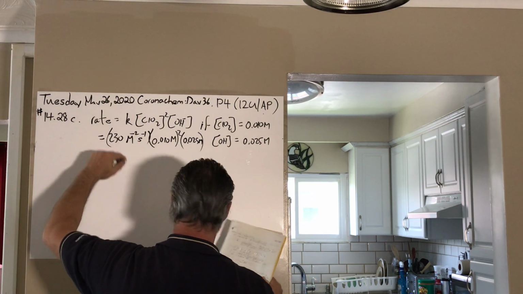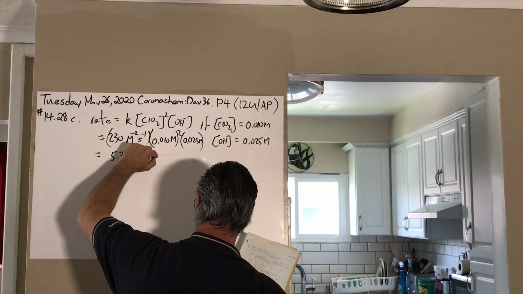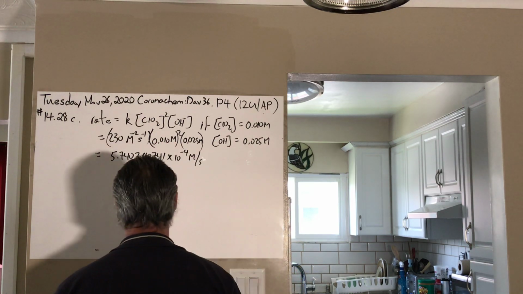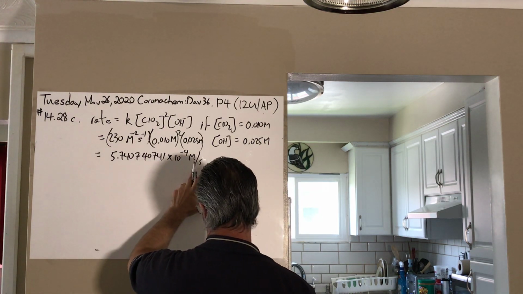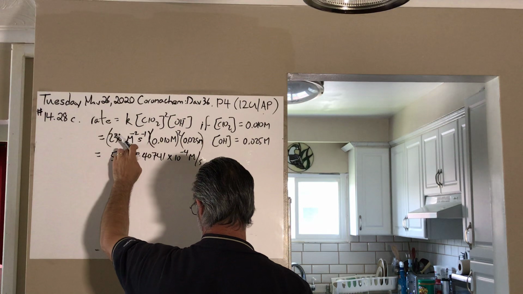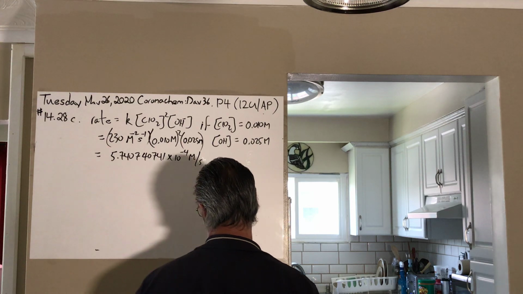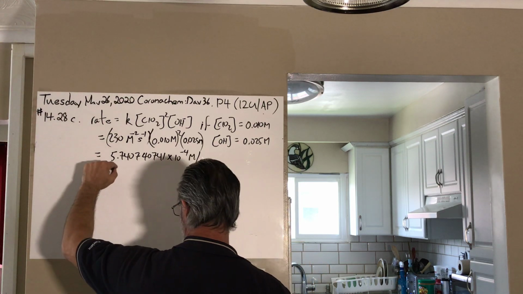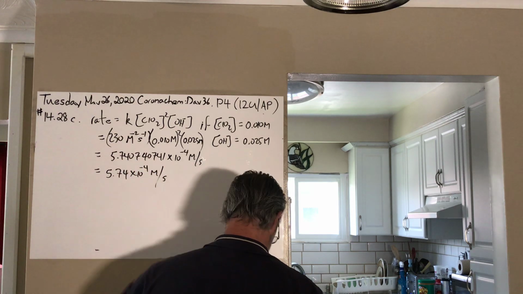So the rate will come out to be 5.740741 times 10 to the -4 molarities per second. You'll notice how we got molarities per second: this is molarity squared times molarity, so it's molarity cubed. Molarity cubed times molarity to the -2 gives you molarity to the +1, and the seconds go in the denominator, so molarity per second. You would then report it to 3 significant figures, so you'd get 5.74 times 10 to the -4 molarity per second.